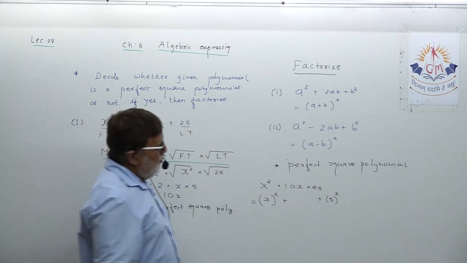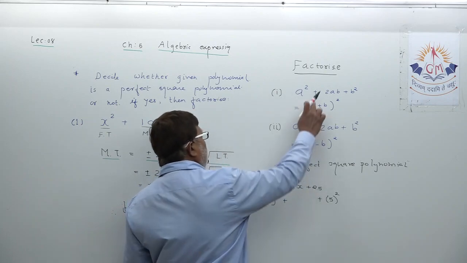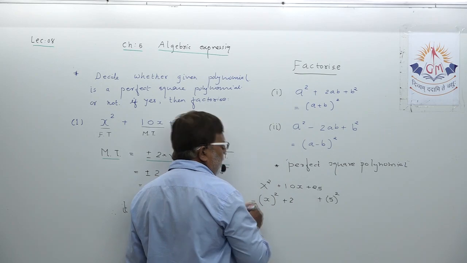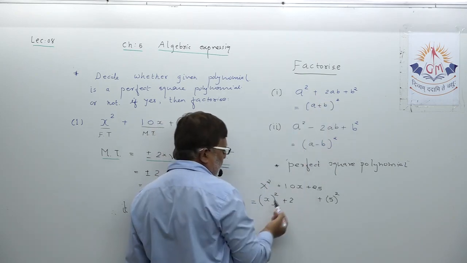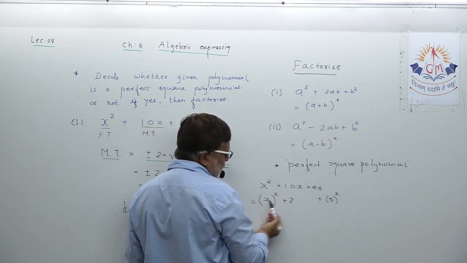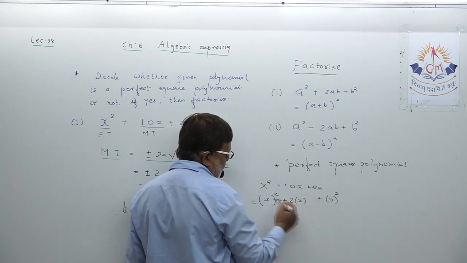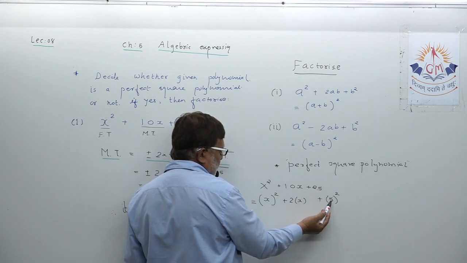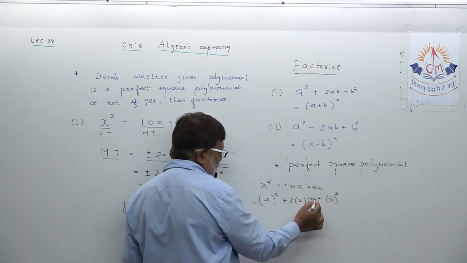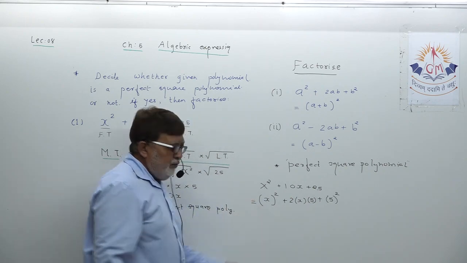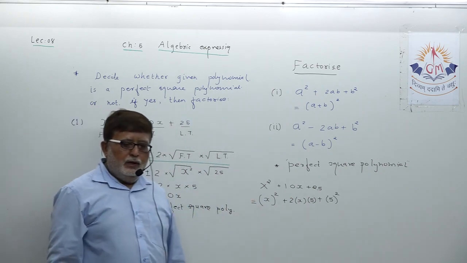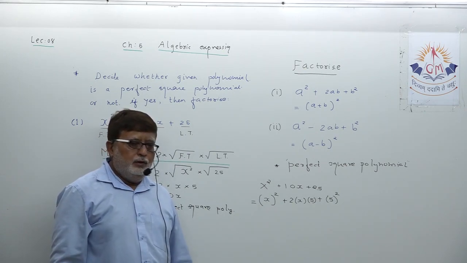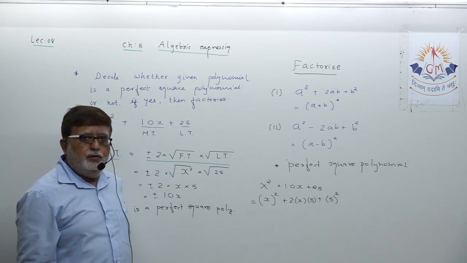Now what is in the middle term? 2ab. So first I will write 2. In place of a, I have to write the square root of the first term, that is x. In place of b, I have to write the square root of the last term, that is 5. This is how I express the given polynomial in this particular format.